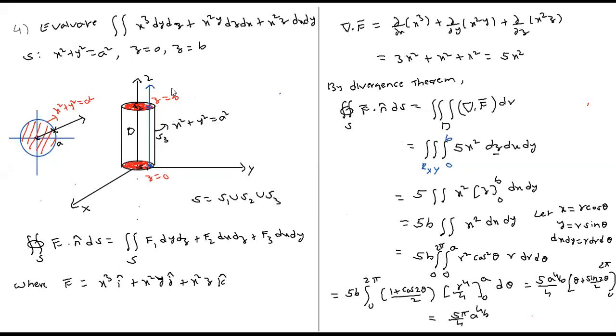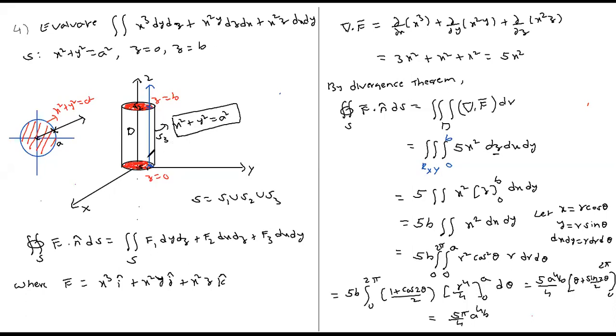Notice that x square plus y square equal to a square represents a cylinder in 3-dimensional. This represents an infinite cylinder. This infinite cylinder is cut off by z equal to 0 and z equal to b in our problem. That's why that infinite cylinder is becoming a finite cylinder.